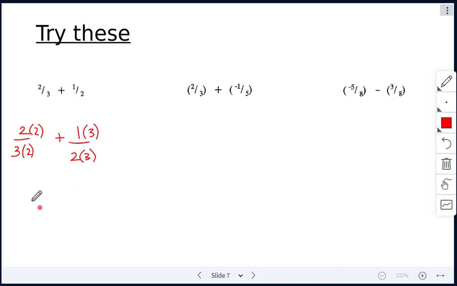So this will give me 4 over 6 plus 3 over 6. Okay, add the numerators, keep the denominators the same. We end up with 7 over 6. And it's an improper fraction, so you can put it into a mixed fraction, so 1 and 1/6.